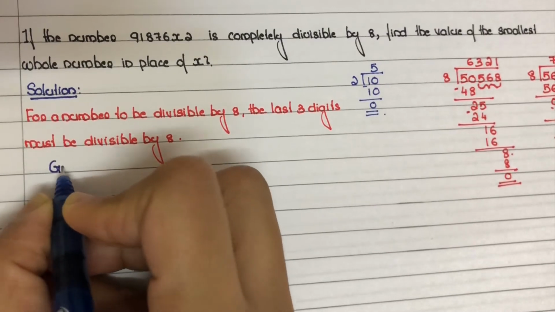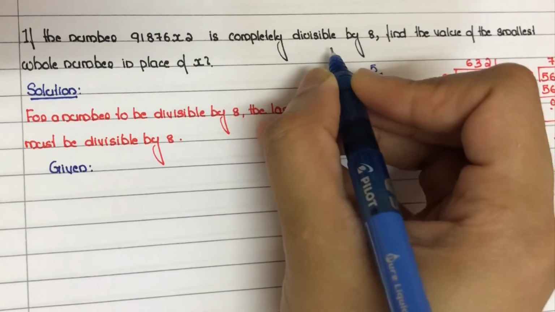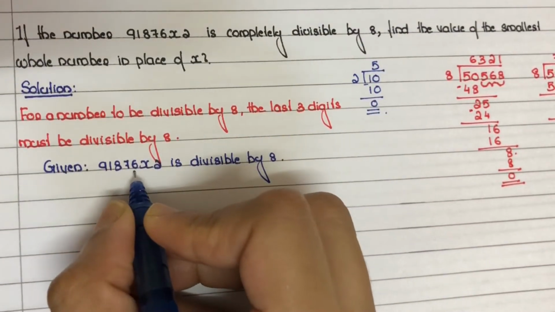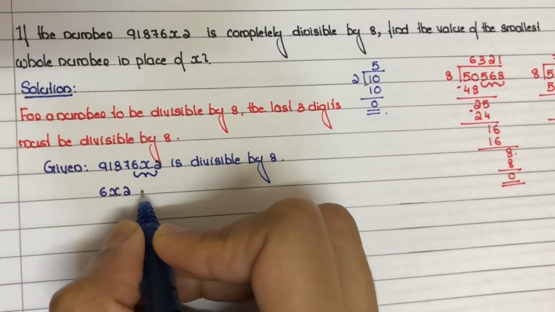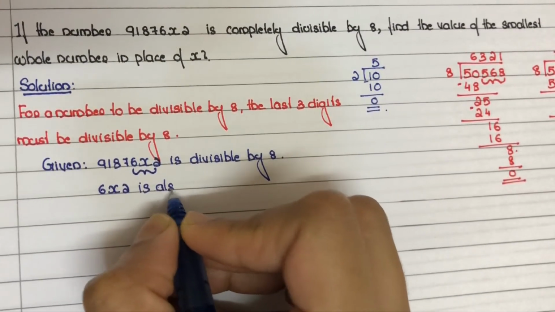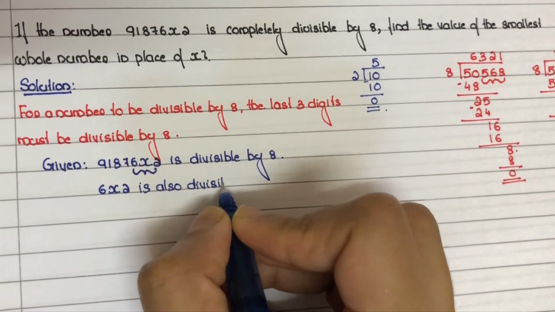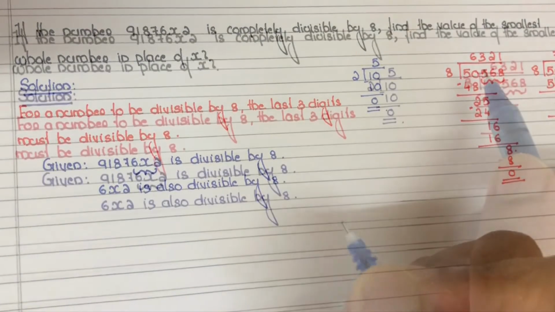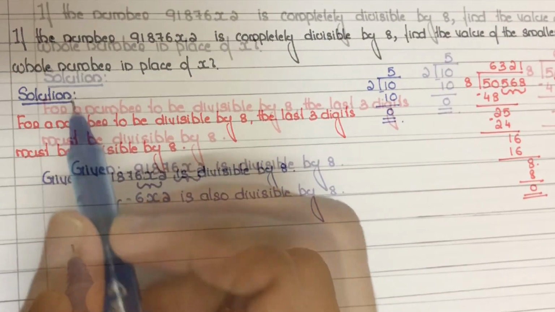That is, here given that this number is divisible by 8. Now as per this condition, we can say that the last 3 digits, that is 6x2, must also be divisible by 8. And it is given in the question, x is a whole number.